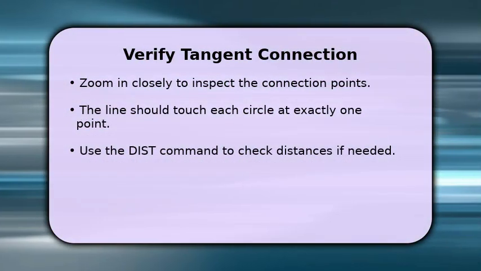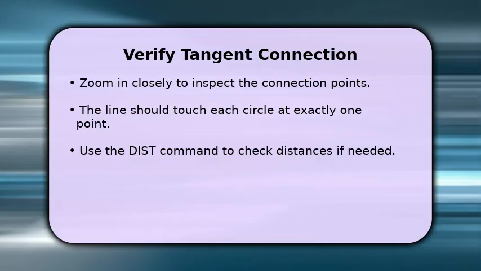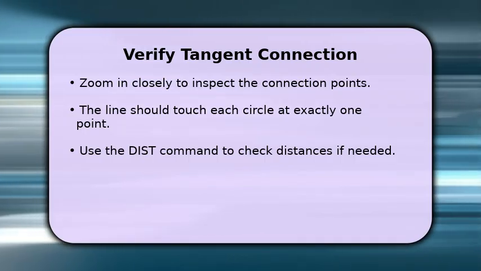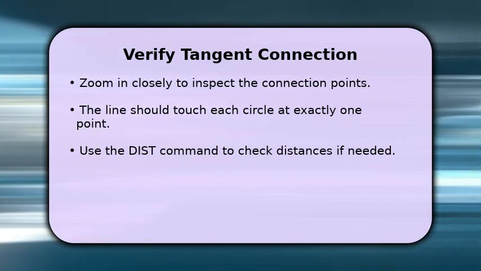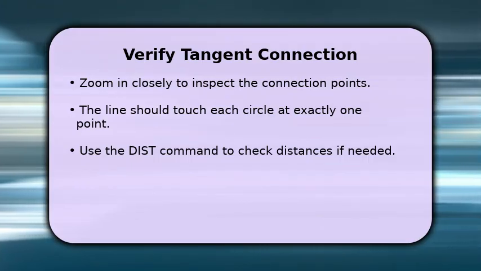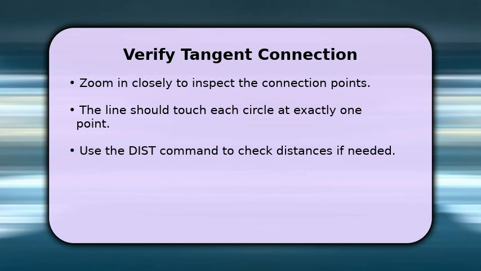After drawing, it's crucial to verify your tangent connection. Zoom in very closely to where the line meets each circle. You should observe that the line touches each circle at precisely one point, without crossing inside or extending beyond. This visual check confirms the accuracy of your tangent line. If necessary, you can use the dist command to measure distances and ensure perfect alignment.